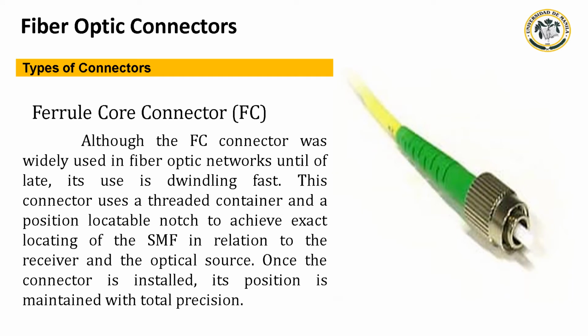Second is the ferrule connector or FC. Although the FC connector was widely used in fiber optic networks until the late 1990s, its use is dwindling fast. This connector uses a threaded coupling and a position-locatable notch to achieve exact locating of the SMF in relation to the receiver and the optical source.